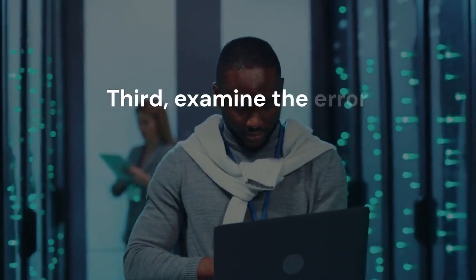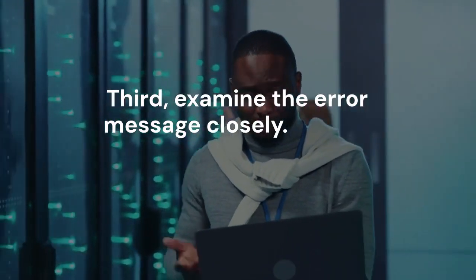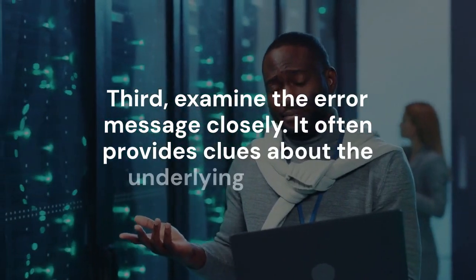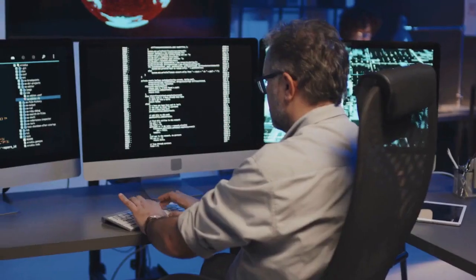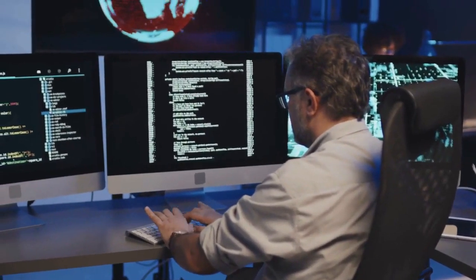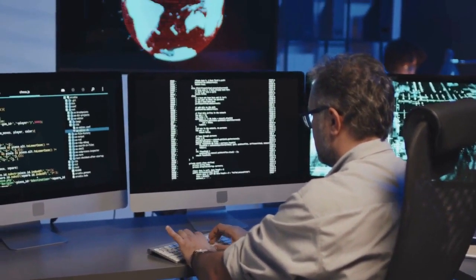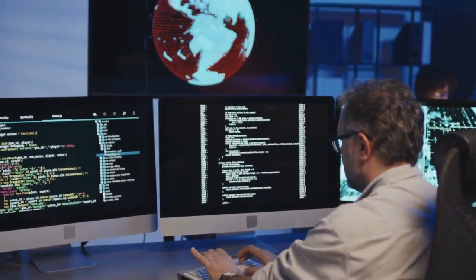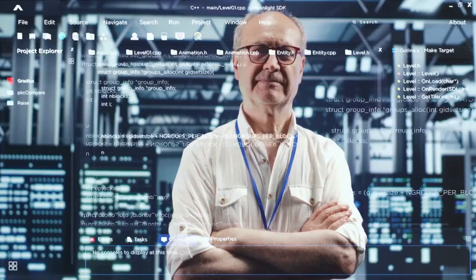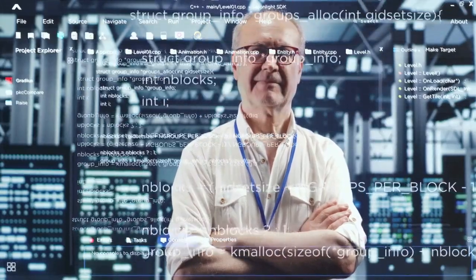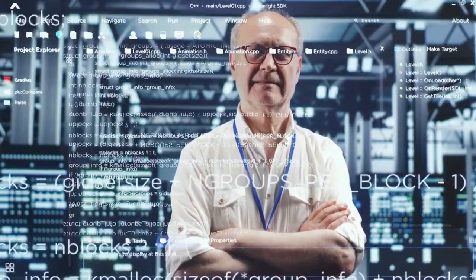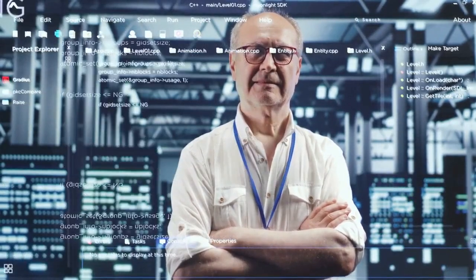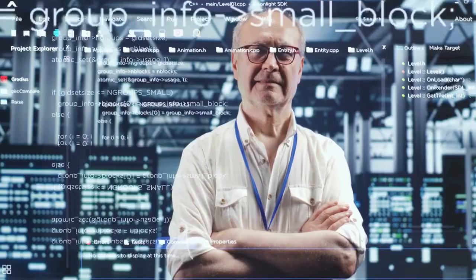Third, examine the error message closely. It often provides clues about the underlying problem. Look for specific error codes or messages that indicate the root cause. Sometimes, the issue is related to Python. The setup module relies on Python being installed on the target hosts. Ensure that Python is installed and accessible in the system's path.